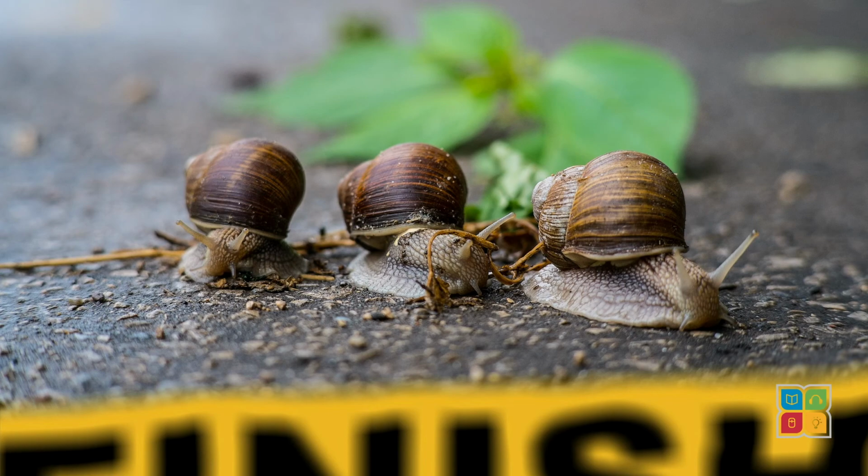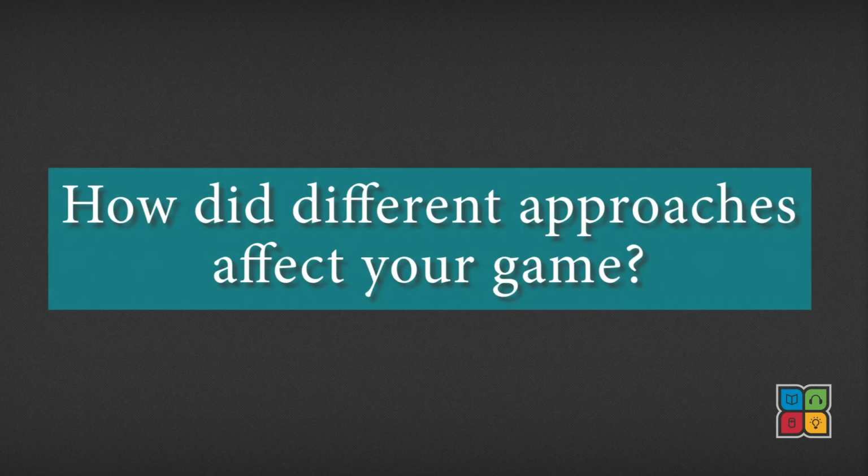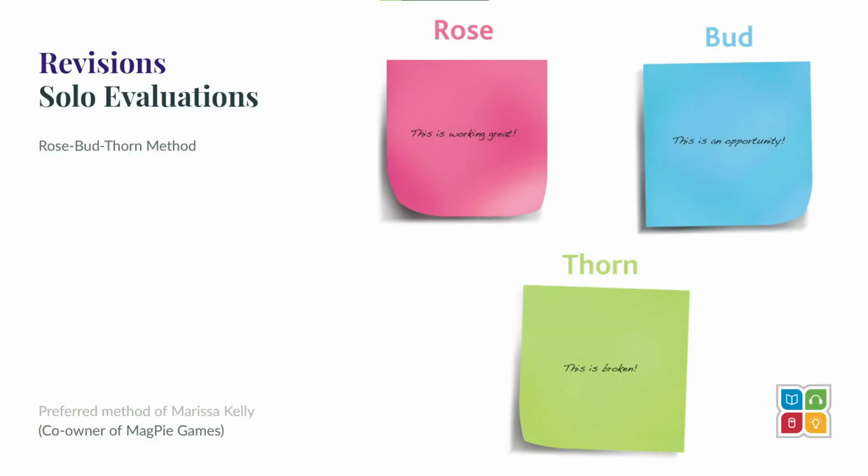Then try other playtest profiles, either from these listed or from the blog. How do different approaches impact your game? Take notes on how the game went. Did you discover any issues? One method to help you figure out the good, the bad, and the promising of your current game version is to write a rosebud thorn. Try writing your rosebud thorn now.